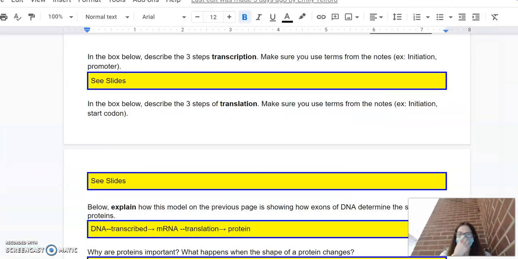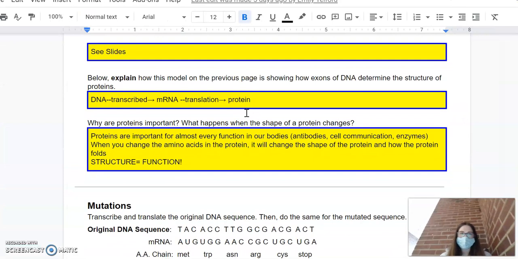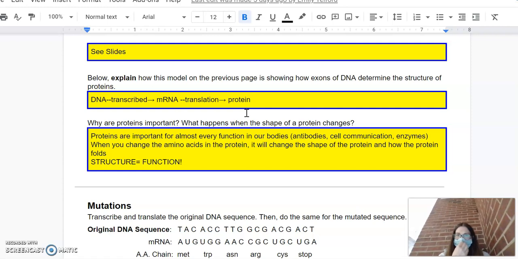All right, jumping back over to the practice summative. The next question says, below, explain how this model on the previous page showing how exons of DNA determine the structure. So remember, exons are the part of the DNA that's actually turned on and actually expresses a gene. The other part, the introns, are like junk DNA, doesn't really code for anything.